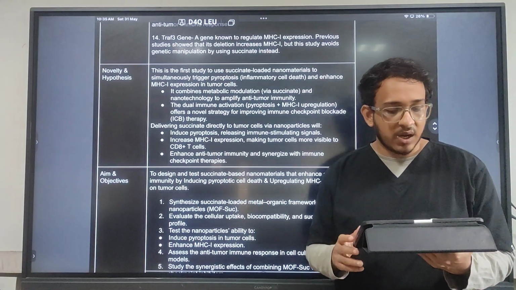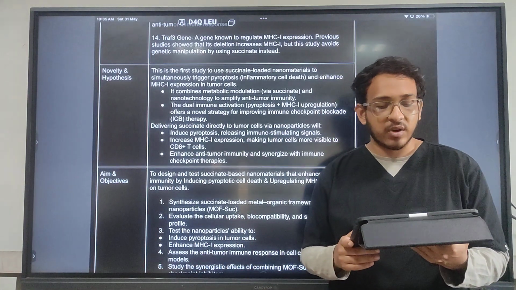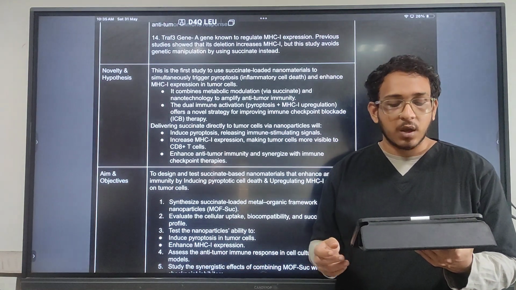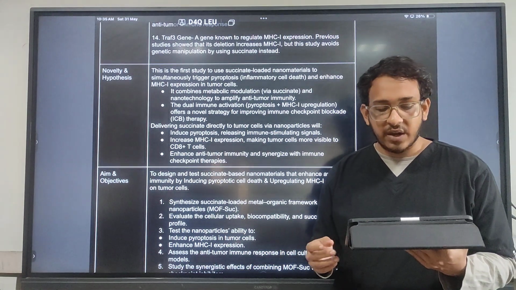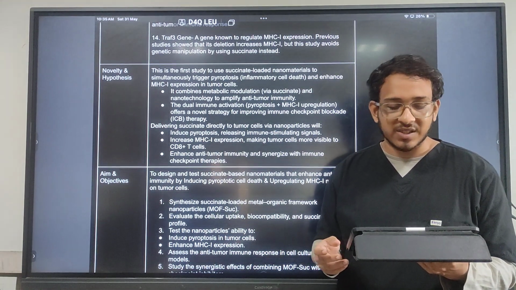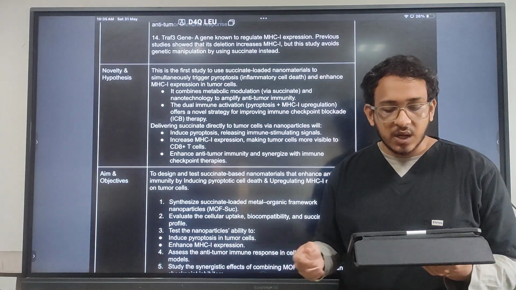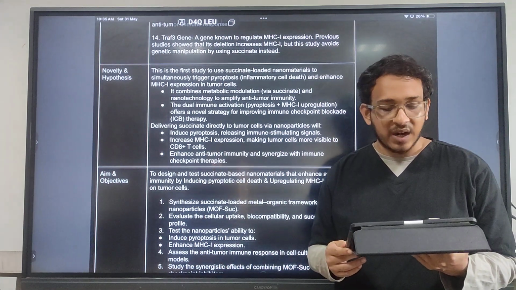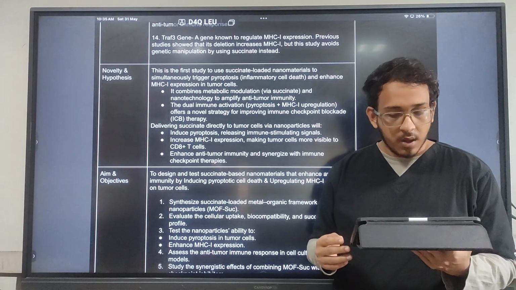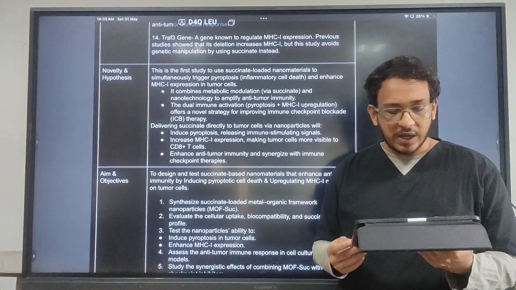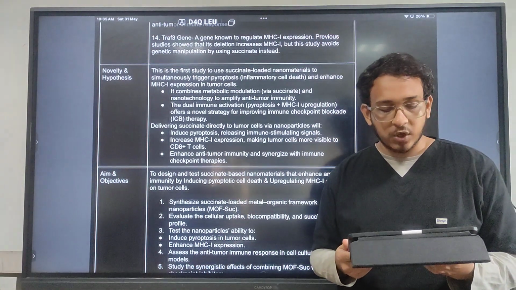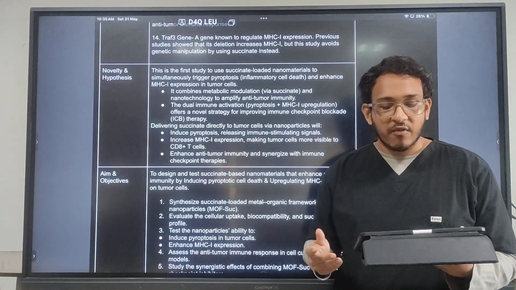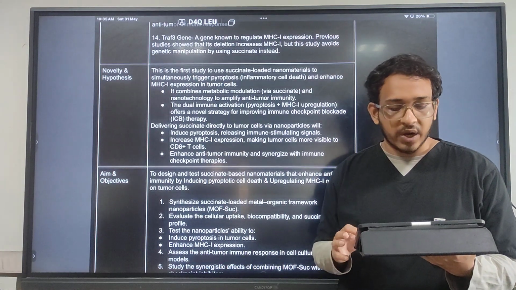So the novelty of this study is that this is the first study to use succinate loaded nanomaterials to simultaneously trigger pyroptosis and enhance MHC1 expression in tumor cells. It combines metabolic modulation and nanotechnology to amplify the anti-tumor immunity. The dual immune activation, pyroptosis and MHC1 upregulation, offers a novel strategy for improving the immune checkpoint blockade therapy.